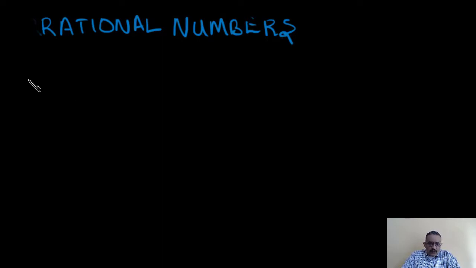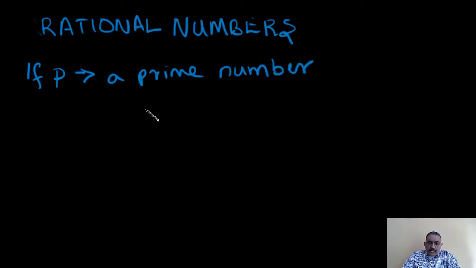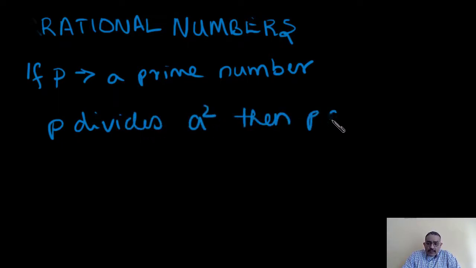We want to go over two simple concepts today. The first one being, if P is a prime number, then there is a unique property that we want to evaluate: if P divides A squared, then P divides A.